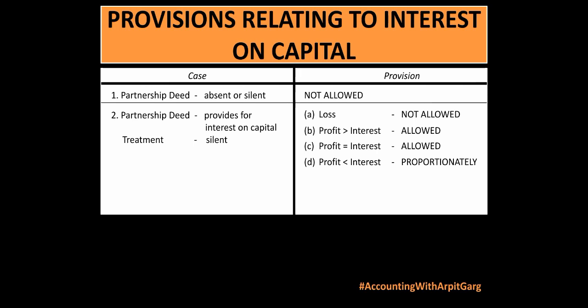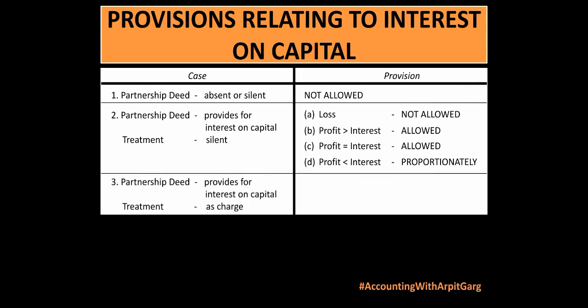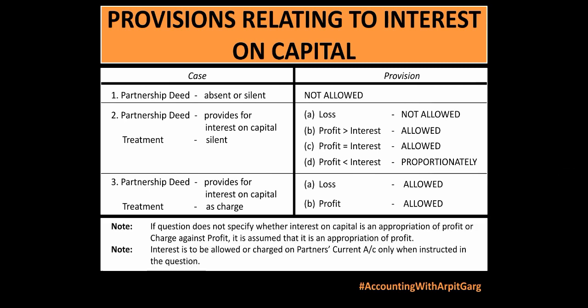Next, third point, if partnership deed says that we need to give interest on capital and that too as charge against profit, so in any case, whether there is profit or loss, we have to give interest on capital. Please note 2 points here. If the question does not specify whether interest on capital is an appropriation of profit or charge against profit, it is assumed that it is an appropriation of profit and hence will be shown in profit and loss appropriation account.